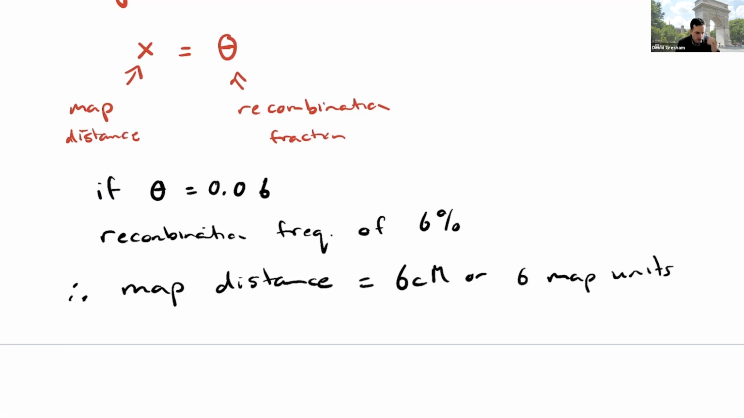But as we said, as that distance becomes larger, the probability of having a double recombination event that will undo that first crossover increases, and so we see more non-recombinant progeny. And so our ability to estimate the actual map distance is going to decline. So how do we solve this problem? Let's think about our two genes, A and B.